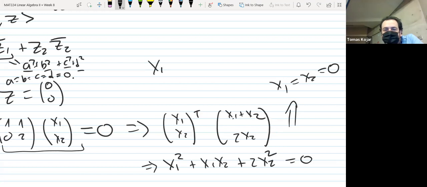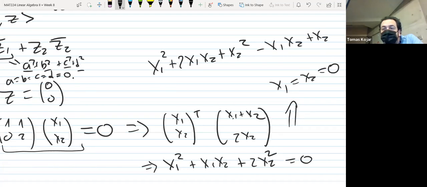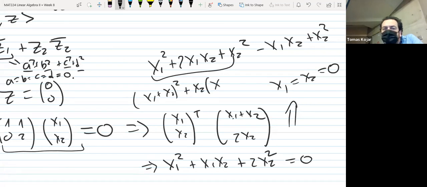Let's do it. So this is x1 squared plus 2x1 x2 plus x2 squared, and then minus x1 x2 and then plus x2 squared. This guy is the full thing, and this guy you factor out with this. I thought I had this.